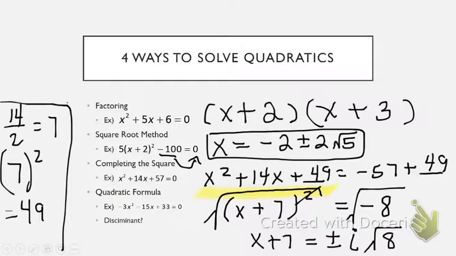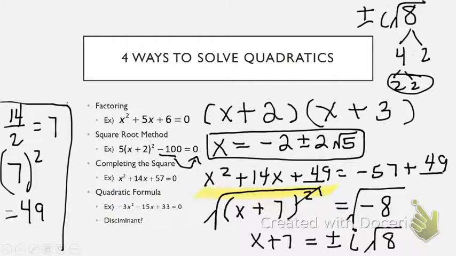Now, the next question becomes, do we simplify 8? And the answer is yes. 8 can be simplified to 2 root 2. How did I know that? 8 is 4 times 2. 4 can be broken down into 2 times 2. This is a pair which can come out. Now, a big question is always, how do I write that? Where does the i go? Well, the i always goes in front of your square root symbol, but behind your coefficient.